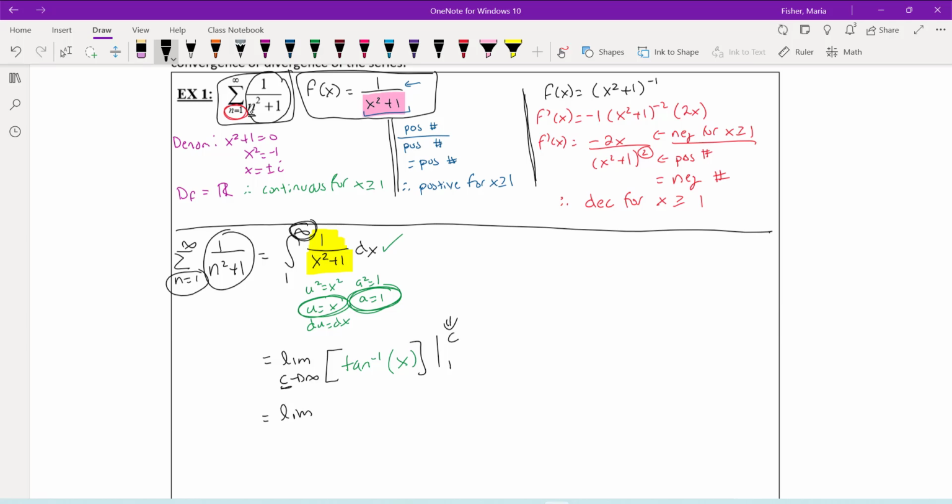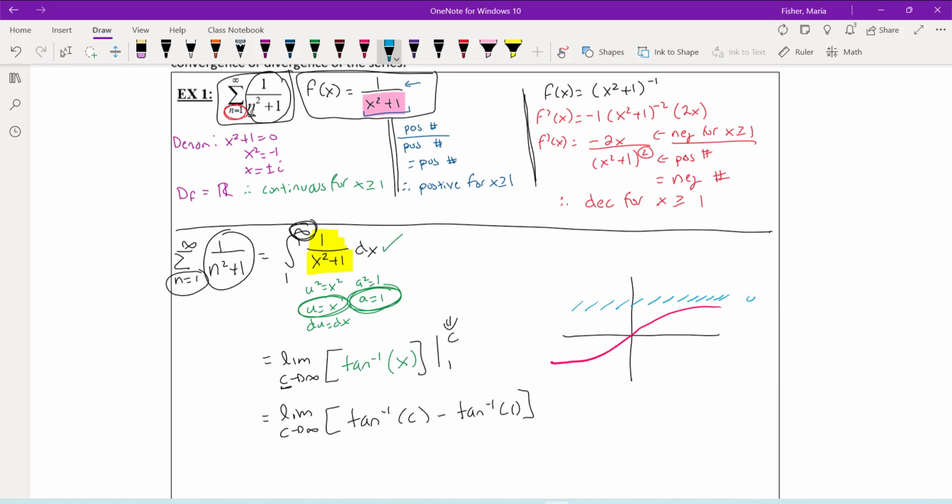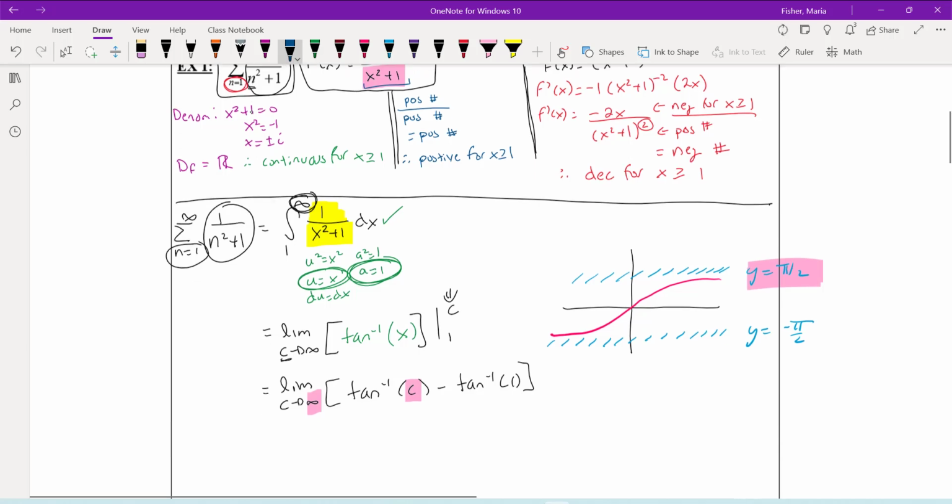Now, what is the limit as c goes to infinity of the inverse tangent of c minus the inverse tangent of 1? Well, what is the limit as c goes to infinity of the inverse tangent of c? Well, recall, the inverse tangent looked like that cube root function. It looks like this, and it has that horizontal asymptote here at y equal pi over 2, and one down here at y equal negative pi over 2. Therefore, as we're approaching infinity, my y values want to be pi over 2.